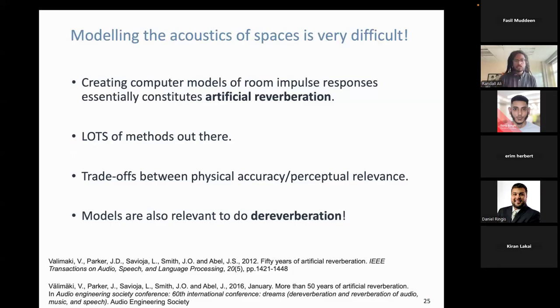So I've pointed you to a couple of references here. Again, there are tons of references, but these are two really good overview papers if you're interested in this field. And within those, there are tons and tons of references that you could look at. If you're getting into it, those are two good places to look.